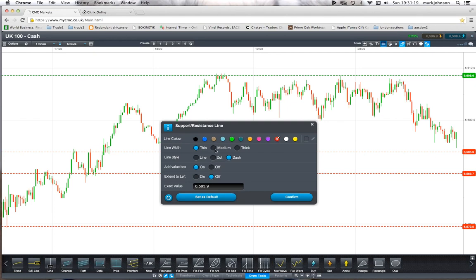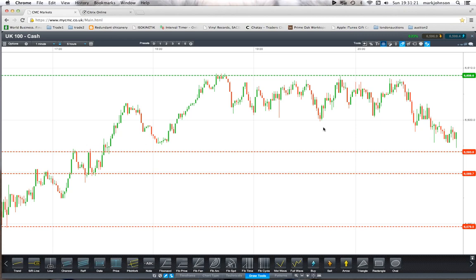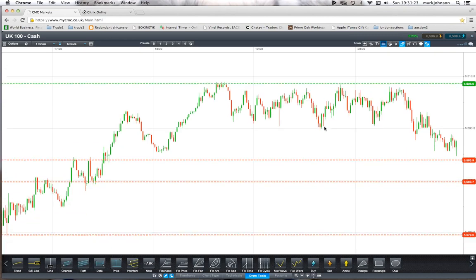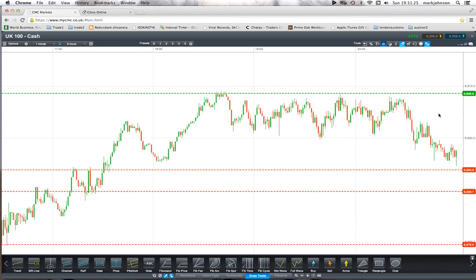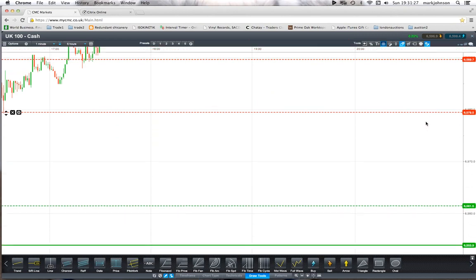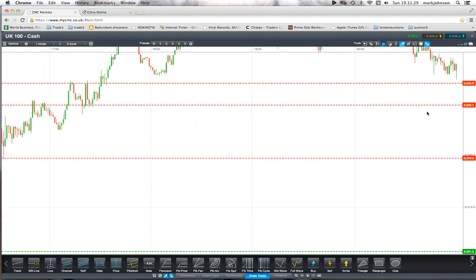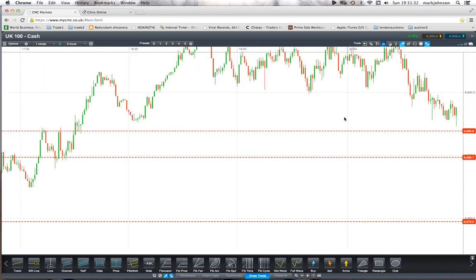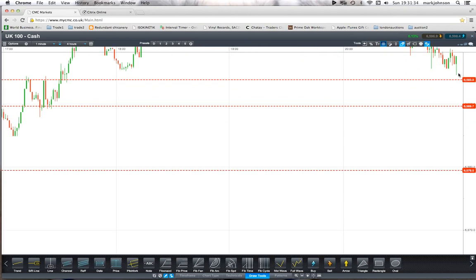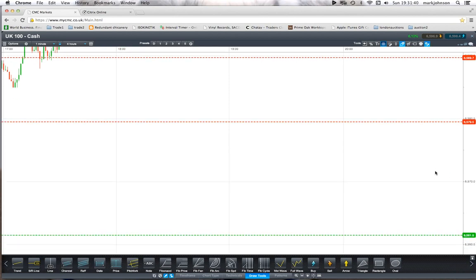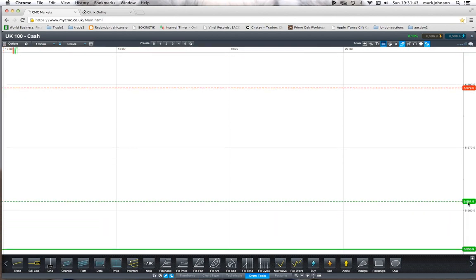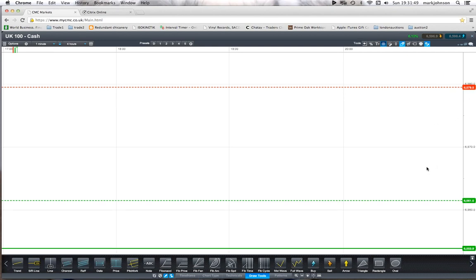And what this means is that as the price action moves through the week, if the price starts to drop here, I can see that I've got a level about 6,600, 6,589, 6,579, 6,561. Because they're dashes, I know they are 4-hour support and resistance.